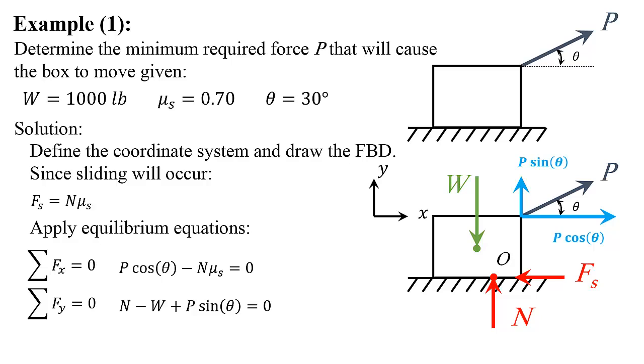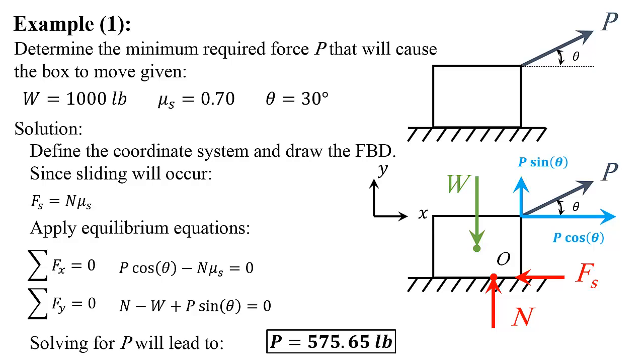Looking at these equations, I know W, I know theta. The only two unknowns are P and N. And two equations, two unknowns, solvable. I will solve just for P now. Solving for P will lead to P equals 575.65 pounds. So the minimum required force P that will cause the box to move is 575.65 pounds. Now let's take a look at the second example.